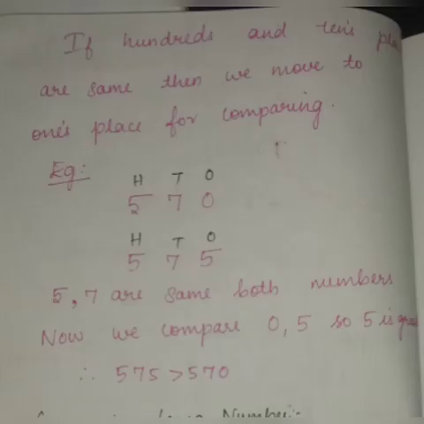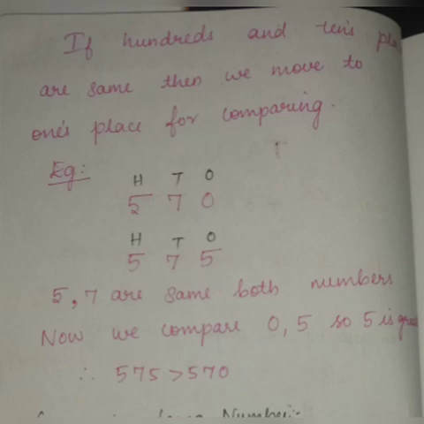Next, we are going to compare 3-digit numbers where the hundreds place and tens place are both the same. Next, obviously what will you do? You will move to the ones place because both the hundreds places are the same. Next is the tens place, that is also the same. Then you will go to the ones place. Here the example given is 570 and 575.